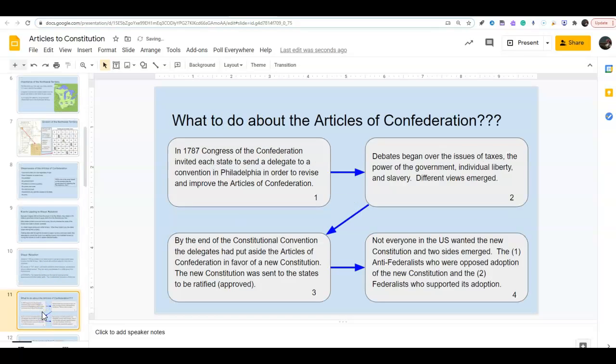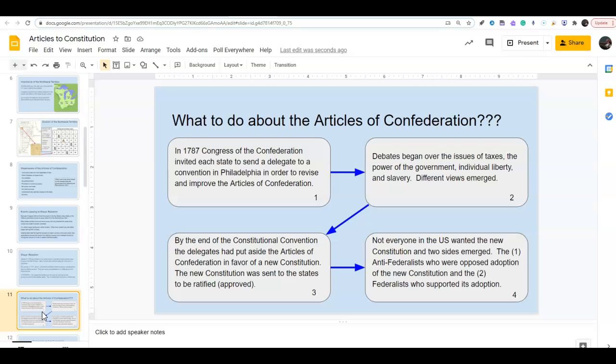So, working into the transition into the Constitution, in 1787, Congress of the Confederation invited each state to send a delegate to a convention in Philadelphia in order to revise and improve the Articles of Confederation. That convention is going to be known as the Constitutional Convention. Debates began over the issues of taxes, the amount of power the federal government should have, individual liberties, and slavery. There were some different views that emerged, but just like always, we have about two sides that emerge.